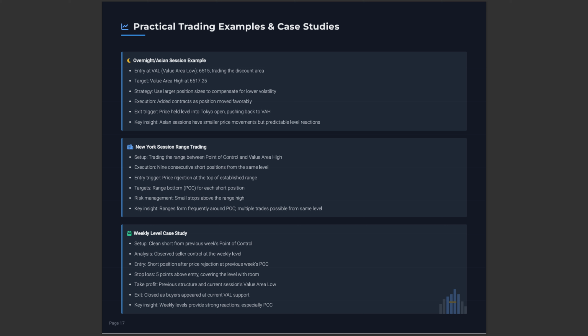The key insight from these examples is that each trade was based on the same principles: identify the volume level, analyze previous behavior at that level, assess the aggression of the approach, look for candle confirmation, then execute with proper risk management. Notice that none of these trades were overly complicated.